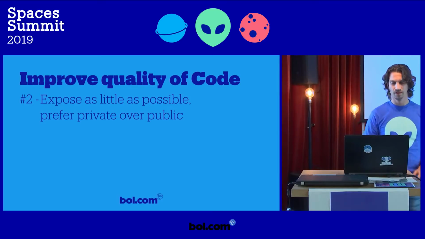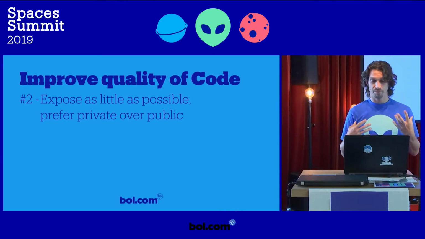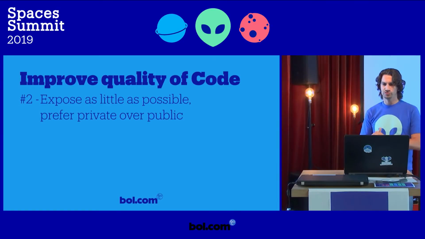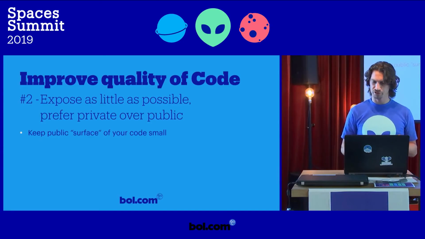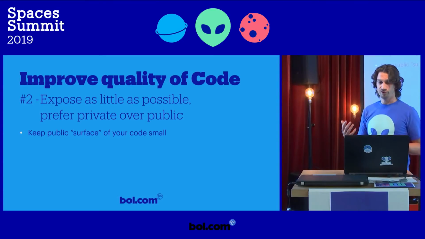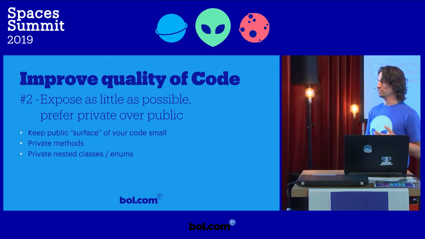Right, number 2. Expose as little as possible and prefer private over public. It's good practice to defend your code from outside changes, as to say, keep the public surface of your code small. And you can easily do that by preferring private methods over public methods and by preferring private nested classes and enums over public classes and enums.